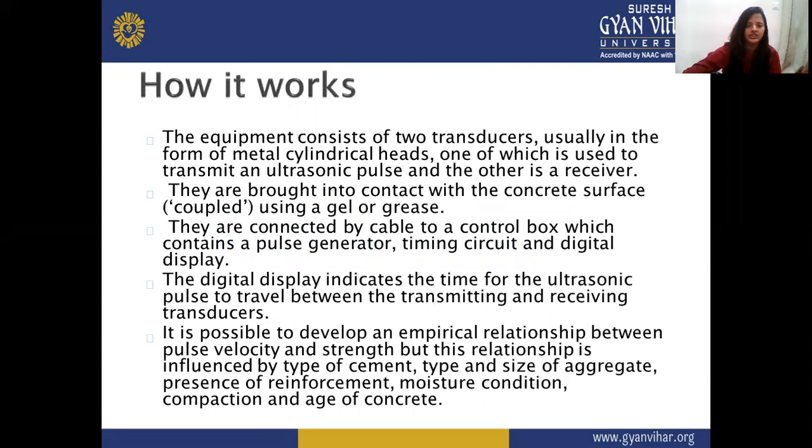How it works: the equipment consists of two transducers, a transmitter and a receiver, usually in the form of metal cylindrical heads, one of which is used to transmit an ultrasonic pulse and the other is a receiver. So one is the receiver and the other is a transmitter. They are brought into contact with the concrete surface using a gel or a grease. So it works as a transition fluid.